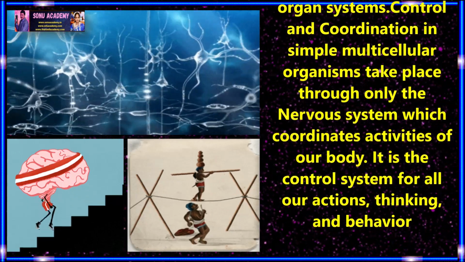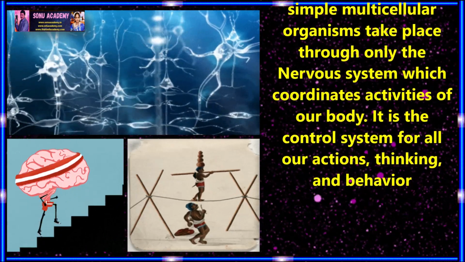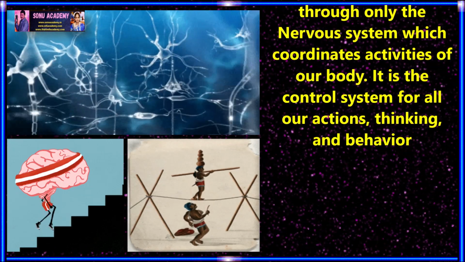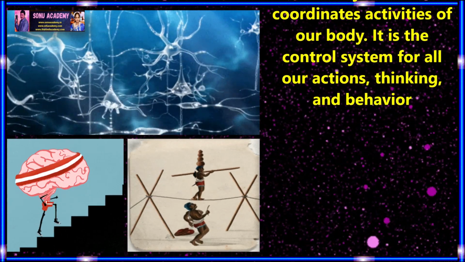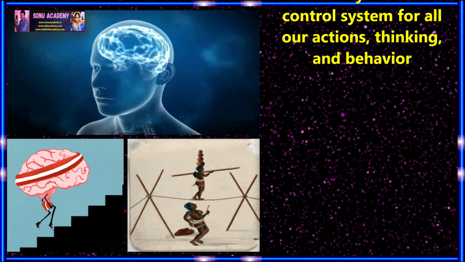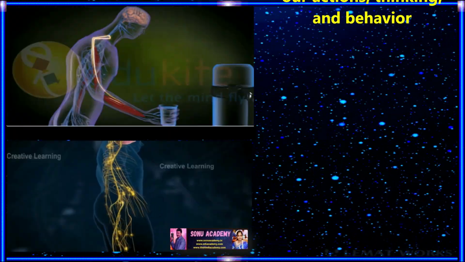Control and coordination in simple multicellular organisms take place through only the nervous system, which coordinates the activities of our body. It is the control system of all our actions, thinking and behavior.